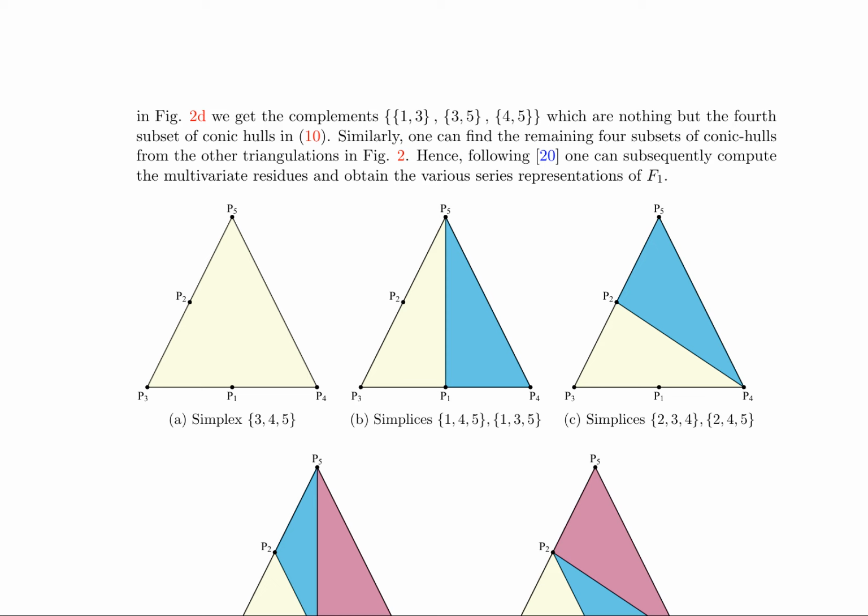Specifically, figure 2d depicts the complements {1,3}, {3,5}, {4,5}, equivalent to the fourth subset of conic hulls in equation 10. By applying the method outlined in 20, the authors compute multivariate residues and obtain various series representations of F1. Applications to Feynman integrals are then explored, focusing on the computation of higher-fold Mellin-Barnes (MB) integrals.